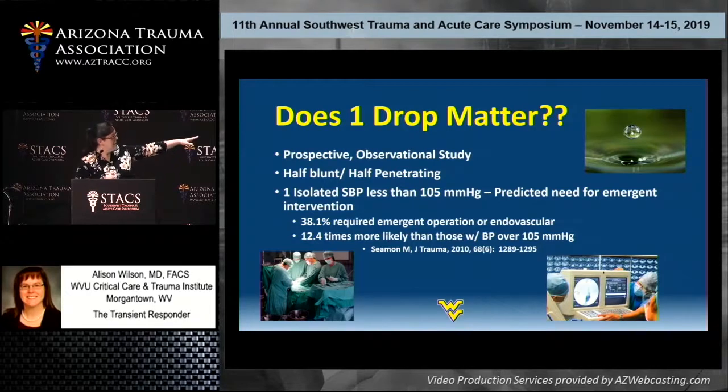And look at the times. 38% of these patients required some kind of operative intervention. Now, it wasn't always a laparotomy or thoracotomy. Sometimes it was fixation of a long bone, or control of some hemorrhage, or something on the scalp. Remember, you can lose your entire blood volume from your scalp. We tend to underappreciate that as well.